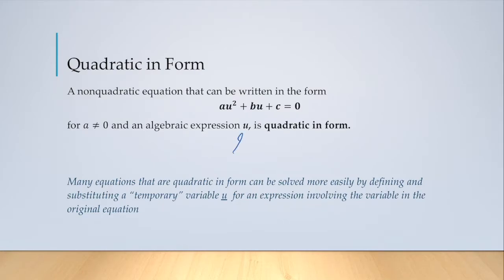So u is an algebraic expression. So u could be x plus 2. You could be any algebraic expression. So many equations that aren't quadratic form can be solved more easily by substituting in a temporary variable u. So if u is x plus 2, we would substitute in x plus 2 for u into the original equation, and then work backwards to solve for our x. So let's work through a couple examples of this.